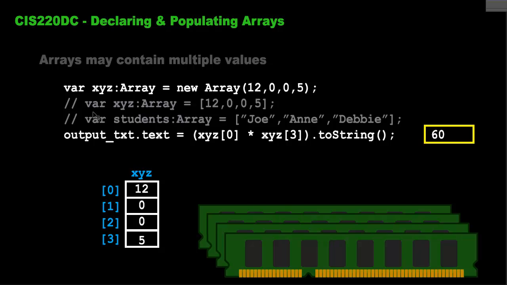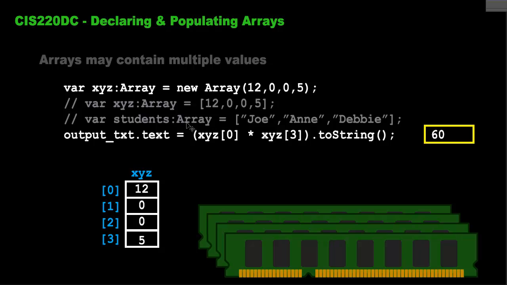Alternatively, I can shorten that a little bit by saying var xyz colon Array equals, and rather than saying new Array, I can just use square brackets and put the values comma separated inside those square brackets. That does the exact same thing.